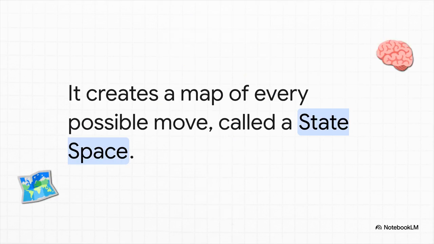And it does this by creating this map, a map of every possible move. We call it a state space. And this simple idea, this map, it's the core behind a really powerful AI technique called state space search. It's how an AI takes a crazy complex problem and basically turns it into a navigation challenge.